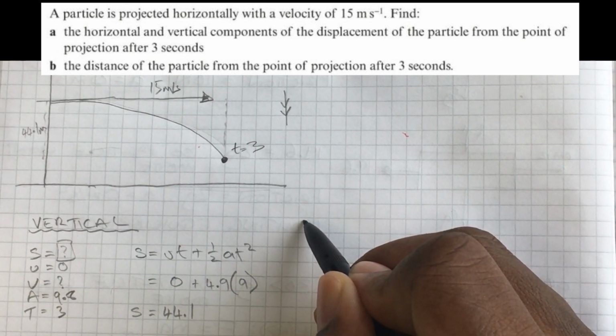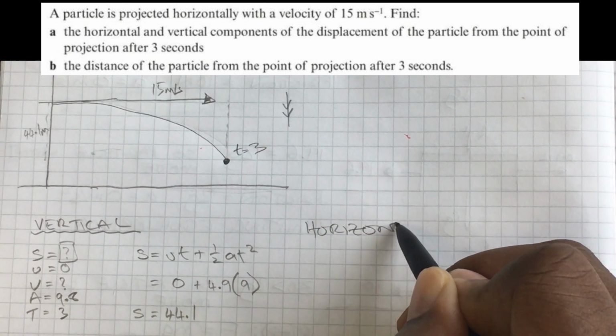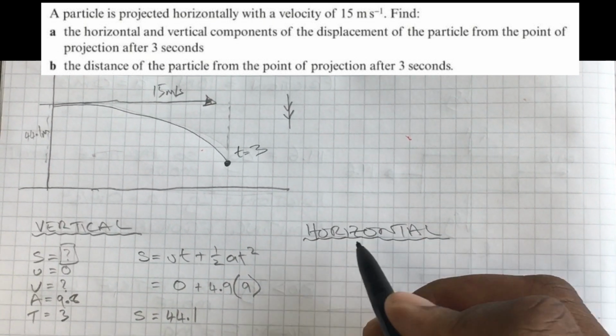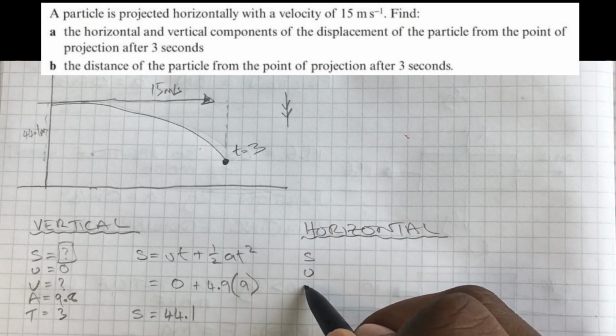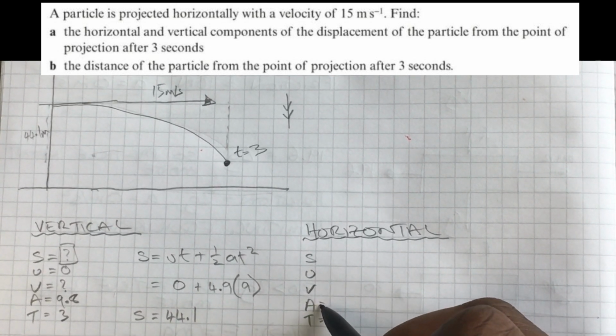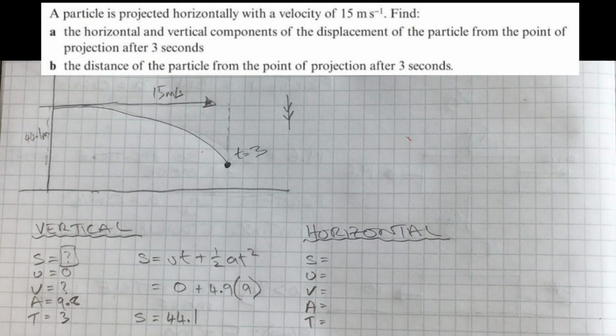Okay, next we'll just look at what is happening horizontally. So the horizontal projection, or the horizontal components. Let's just get all of our SUVAT variables again. Once again, the acceleration is going to be 0. There is no acceleration in the horizontal direction.